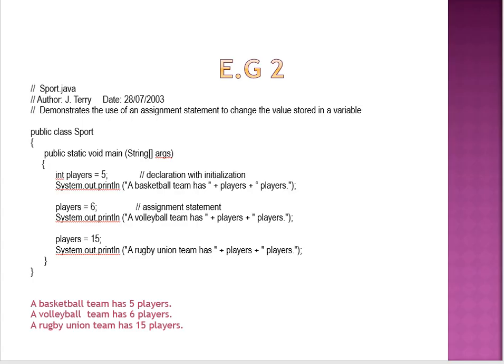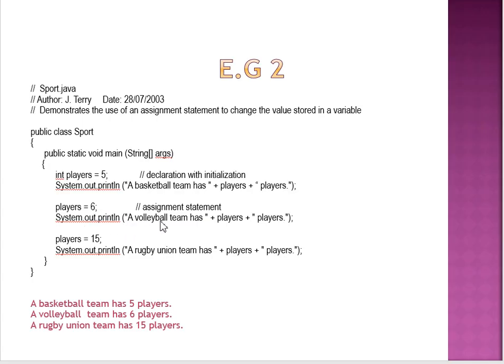Now see what happens when we assign a different value to the same variable, players. We assign it the number 6 there. Please take note of the comment. Have you noticed these double forward slashes? They denote a comment describing what is happening. So we are assigning a value here. This is an assignment statement.